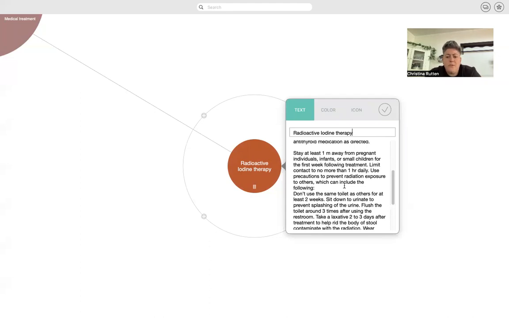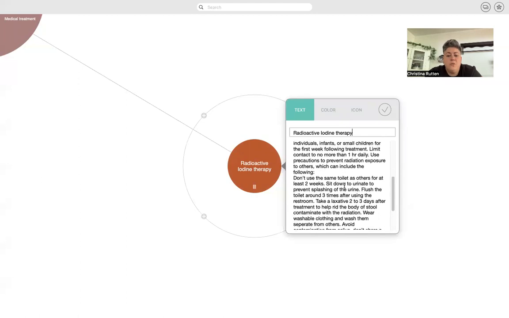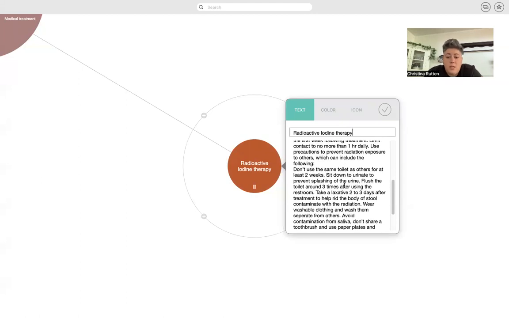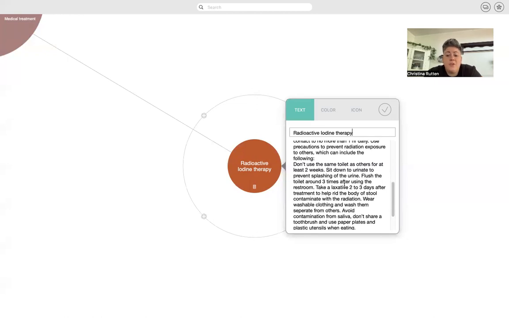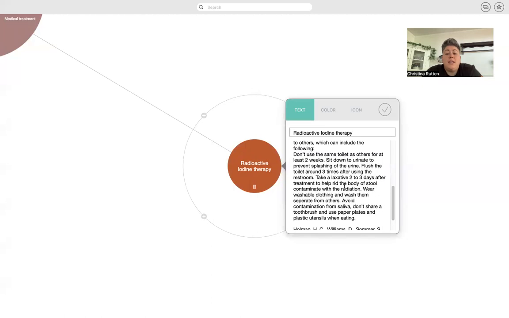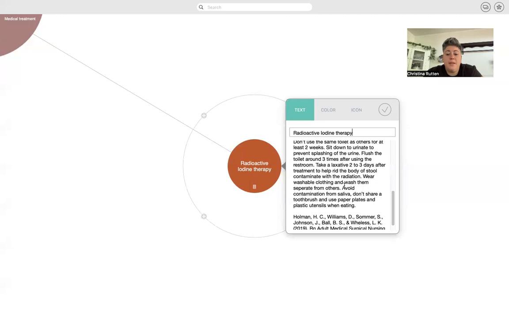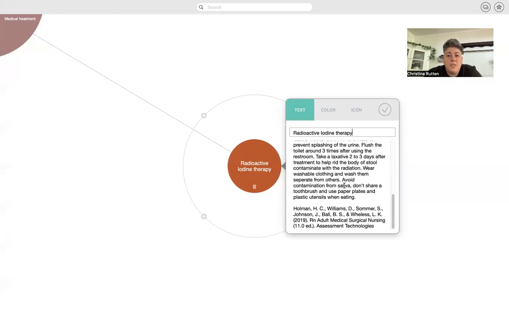Use precautions to prevent radiation exposure to others, which can include the following. Don't use the same toilet as others for at least 2 weeks. Sit down to urinate to prevent the splashing of the urine on the toilet. Flush the toilet around 3 times after using the restroom. Take a laxative for 2 to 3 days after treatment to help rid the body of the stool that's contaminated with that radiation. Wear washable clothing and wash it separately from others. Avoid contamination from saliva. Do not share a toothbrush. Use paper plates and plastic utensils when eating.